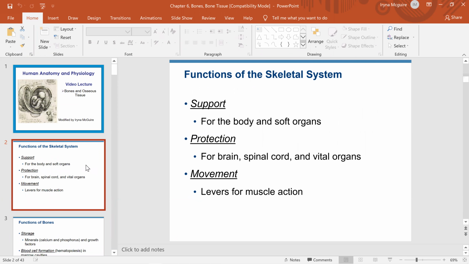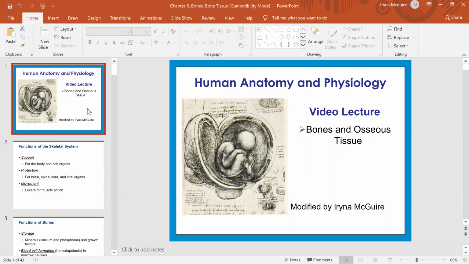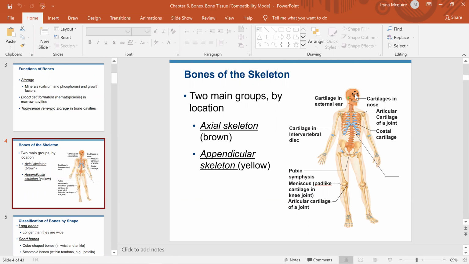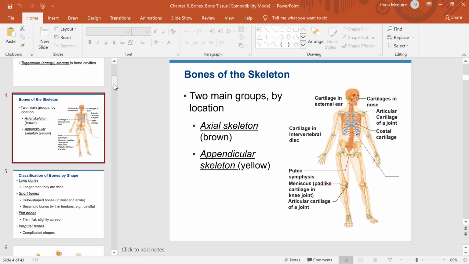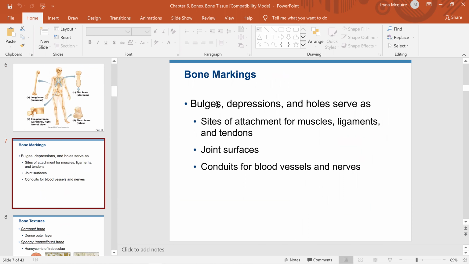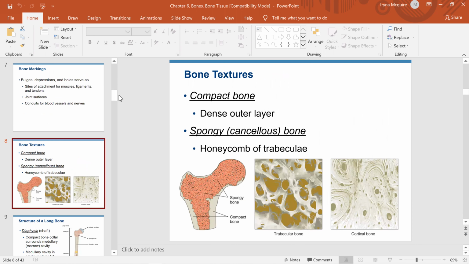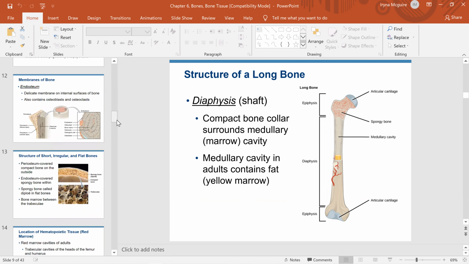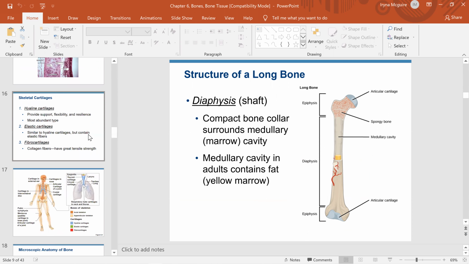Very quickly, I want to remind you that we were covering bones and osseous tissue, and we talked about the function of the skeletal system first. We also said that the skeletal system can be divided into axial and appendicular. The bones can be classified by their shapes. There are different bone markings. We also discussed that bone can be compact and spongy. We looked at the structure of a typical long bone. We also discussed the cartilages, right?